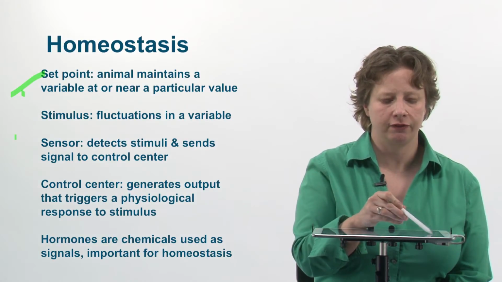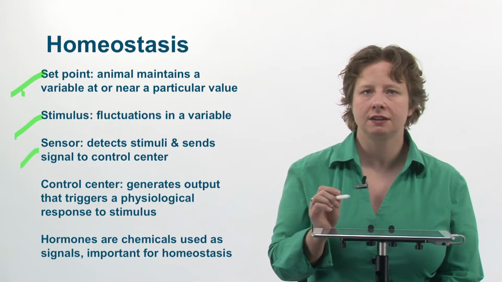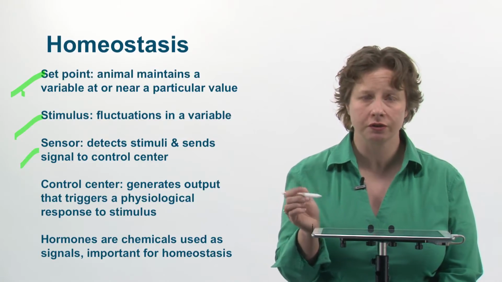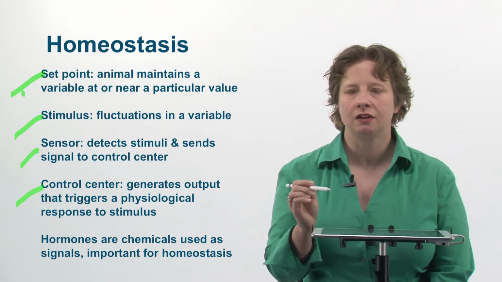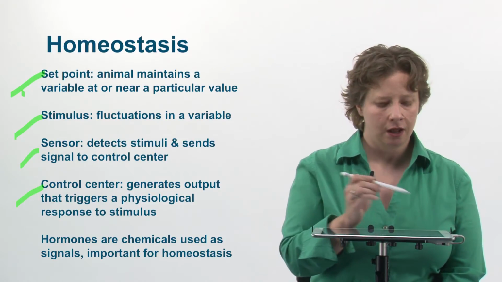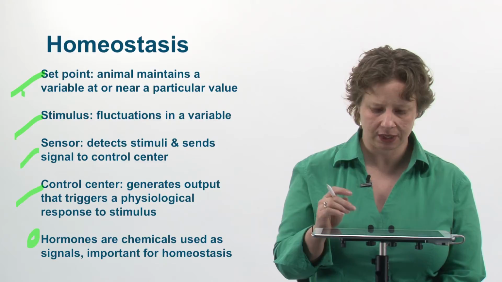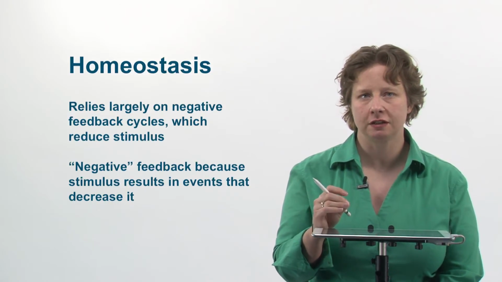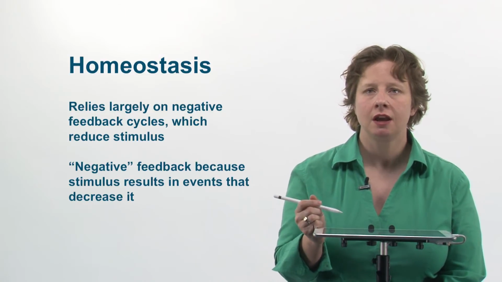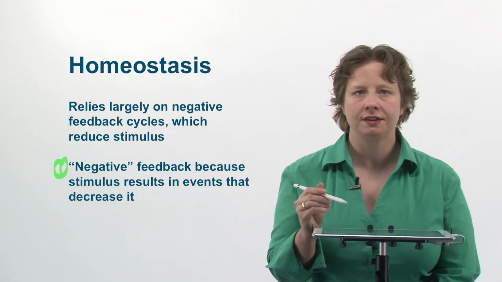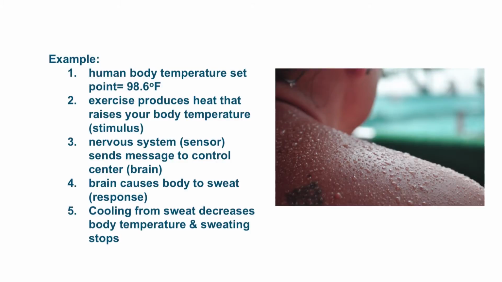A stimulus is a fluctuation in this variable. The sensor is a part of the body that detects the stimulus and sends a signal to the control center, which then generates some kind of output that triggers the body to make some kind of physiological response to the stimulus. Now, hormones are chemicals that are used as signals, and they're very important for homeostasis. So homeostasis relies mostly on negative feedback cycles, which tend to reduce a stimulus. So the negative part means that the stimulus results in events that then decrease the stimulus. So let's look at an example of that.